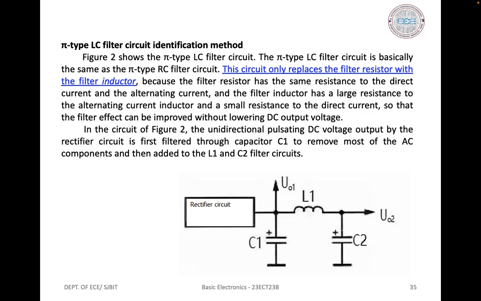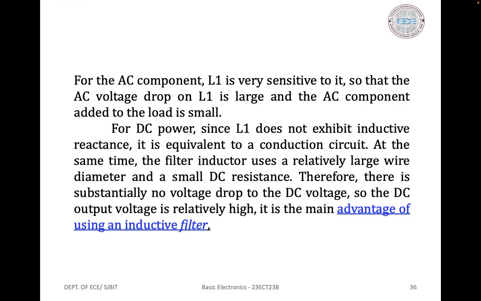So it's a design process which normally commences by selecting C2 equal to C1, then a suitable inductance for L1 can be calculated from the equations. For the AC component, L1 is very sensitive to it, so the AC voltage drop on L1 is large, and the AC component added to the load is small.